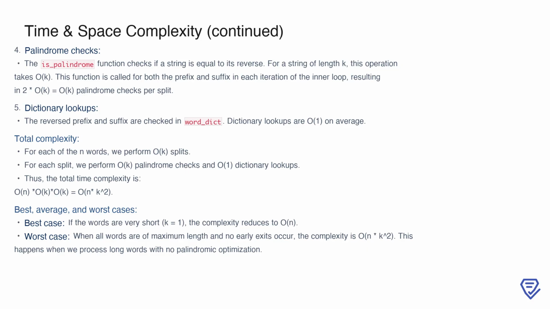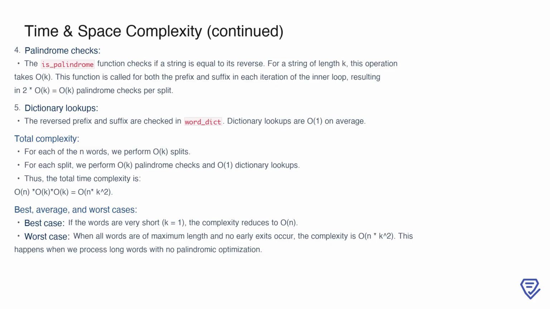To verify if a string is a palindrome, we compare it against its reverse, which requires O(k) time for a string of length k. This operation is performed for both the prefix and the suffix during each split, so there are O(k) palindrome checks per split. Additionally, we perform dictionary lookups to check for the reversed prefix and suffix, which are O(1) on average. Combining these steps, the total work for each word involves O(k) splits, and for each split, we perform O(k) palindrome checks and O(1) lookups. This results in O(k squared) operations per word.